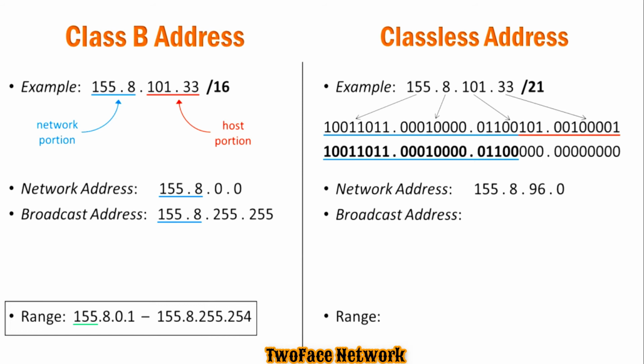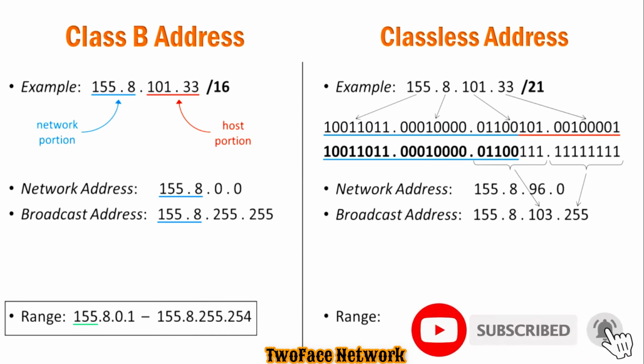Now let's look at the broadcast address. For the broadcast address, we're going to copy the network portion, and that's going to be 155 and 8 for the first two octets. That doesn't change. But then the third octet changes because we're going to put ones in the entire host portion. And that's going to be 103 when we add all of these up. And the fourth octet is going to be 255 because we have 8 ones in the binary format, which is 255 in the decimal format.